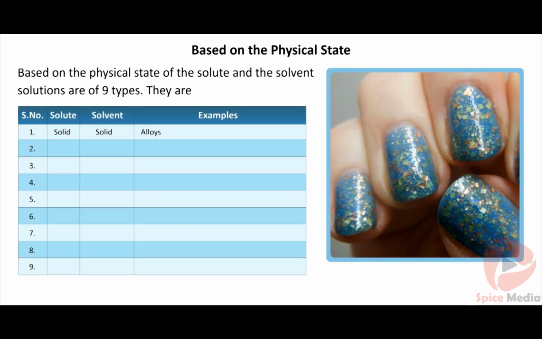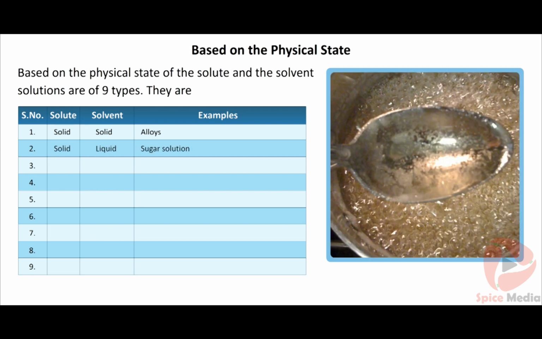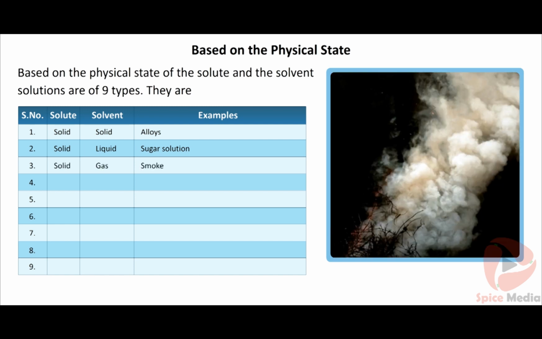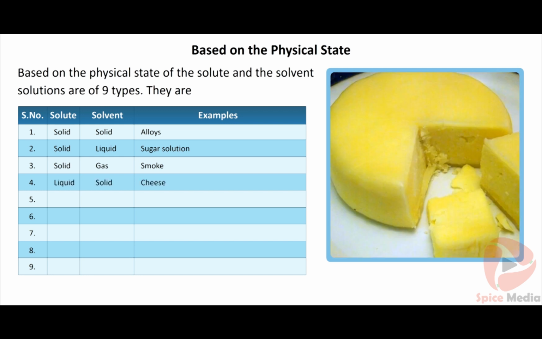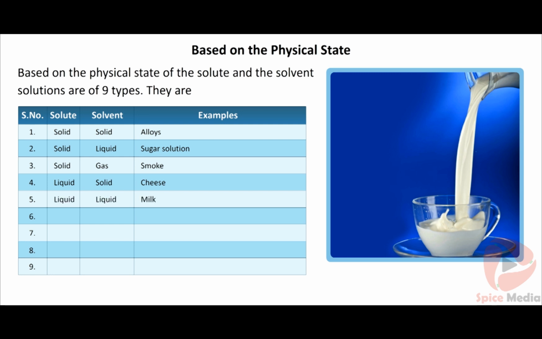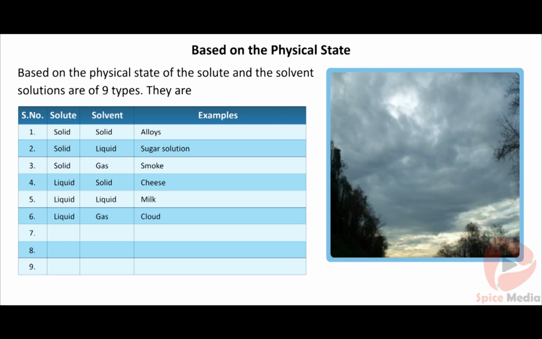They are: solute solid and the solvent is solid. Examples: alloys. Solute is solid and the solvent liquid. Examples: sugar solution. Solute solid, solvent gas. Example: smoke. Solute liquid, solvent solid. Example: cheese. Solute liquid, solvent liquid. Example: milk.